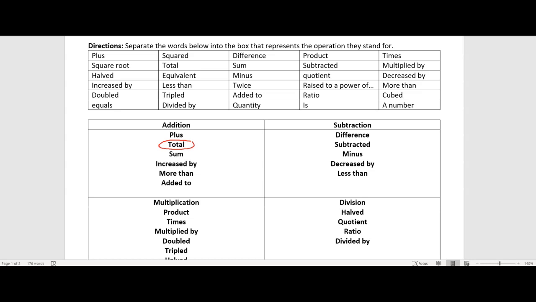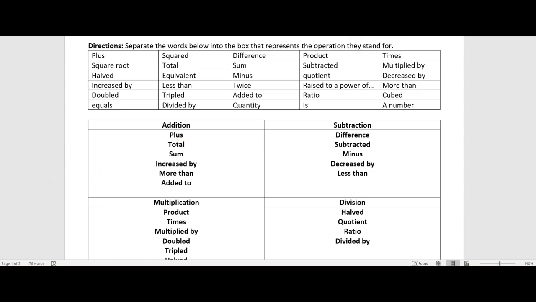So if they say the total of 5 and 17, that would just be 5 plus 17. Or if they said the total of 2 and a number and 22, it would be 2 plus a number, which we'll see later is a variable, plus 22. So total just means you're adding a bunch of things together.